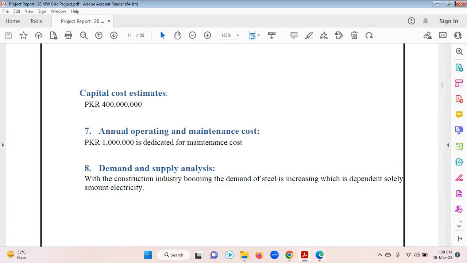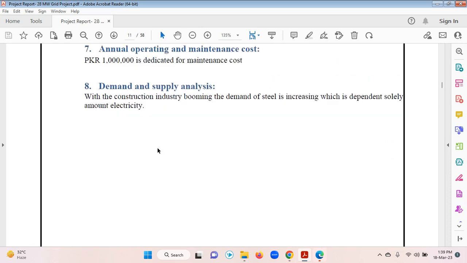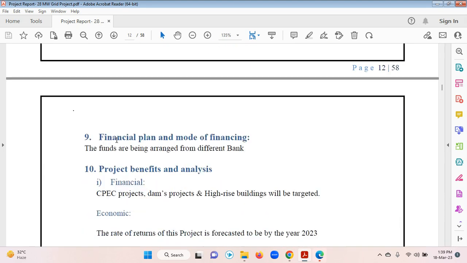This was the capital cost estimates, and another 1 million were dedicated for the maintenance and the operational cost. Okay, what was the demand and supply analysis before pitching this project? As the demand of steel rebars was increasing, we needed some grid station. We needed to expand the project, and for that we needed some grid station. So we came up with this project.